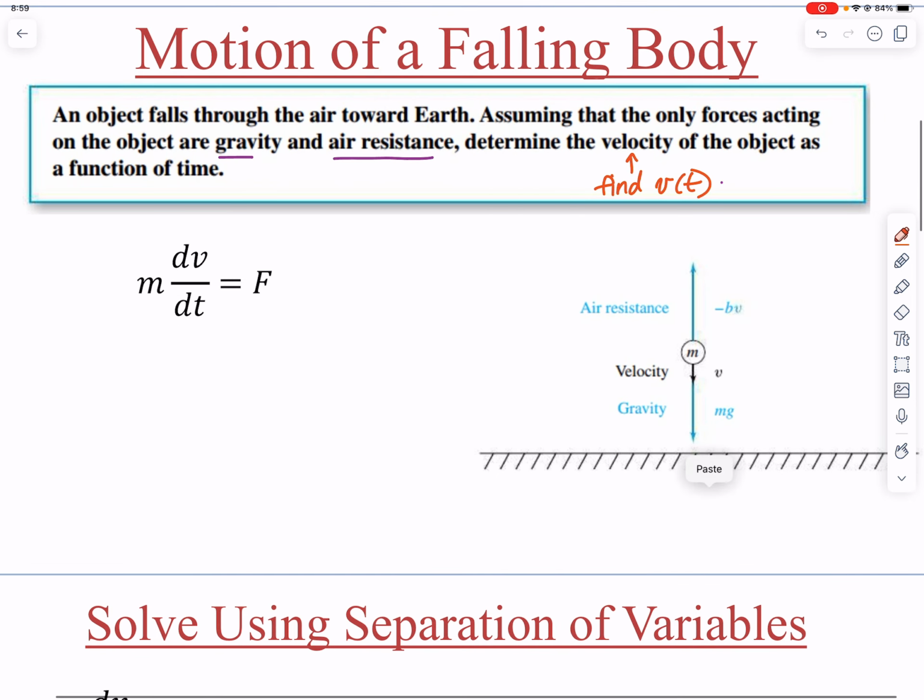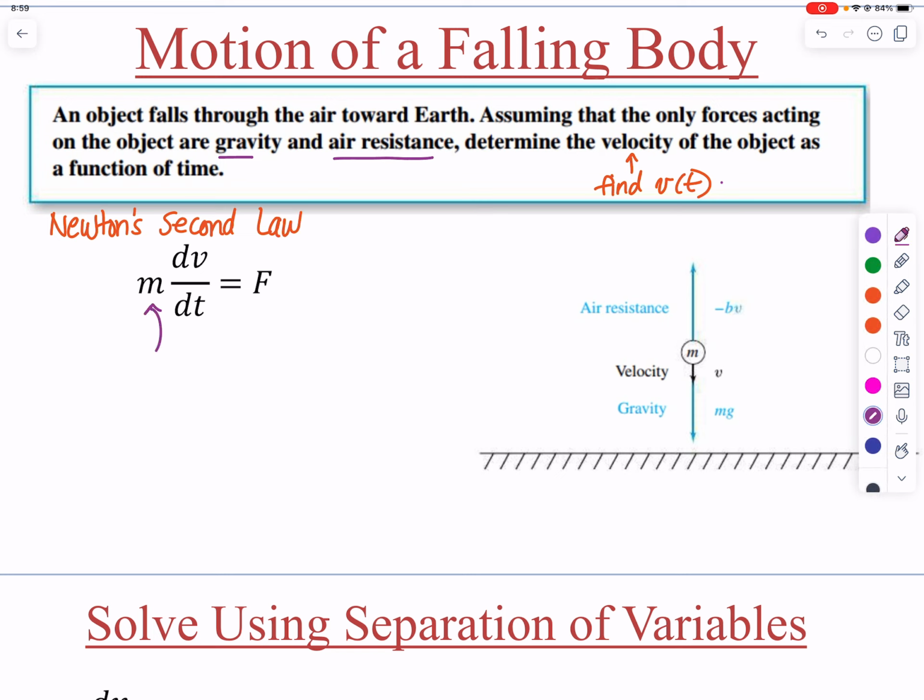So taking a look at this differential equation, we can see that this is Newton's second law. And here we have the mass of the object represented by m. We have our acceleration of the object, and of course we're representing that acceleration as the derivative of velocity with respect to time. And of course here we have the total force on the object.